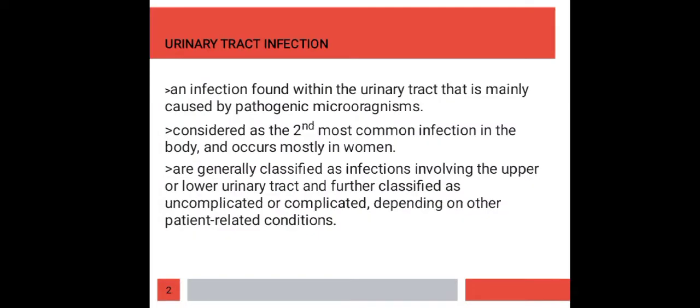For today's video, we're going to talk about the infections of the urinary tract. Urinary tract infection is an infection found within the urinary tract that is mainly caused by pathogenic microorganisms. It is considered the second most common infection in the body and it occurs mostly in women. They are generally classified as infection involving the upper or lower urinary tract and further classified as uncomplicated or complicated depending on other patient-related conditions.